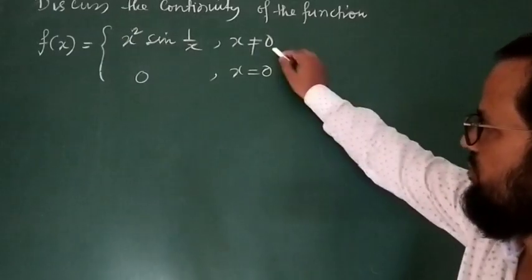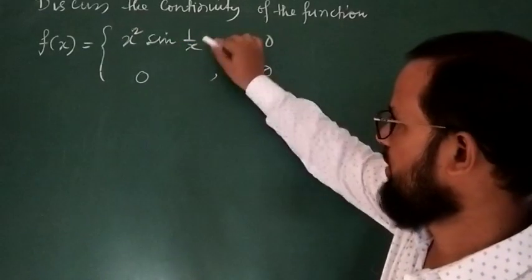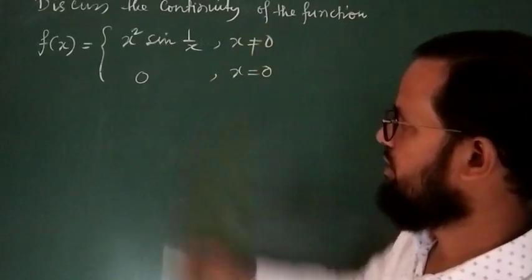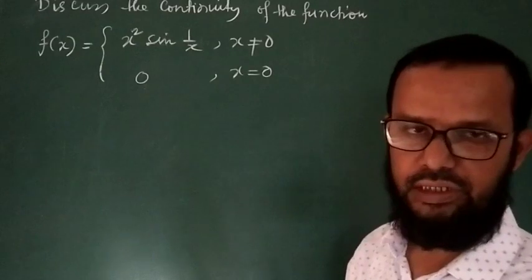Here, for x not equal to 0, it is defined as x square into sine 1 by x, and for x equal to 0, it is equal to 0. That means you have to discuss the continuity of the function at every point in its domain.